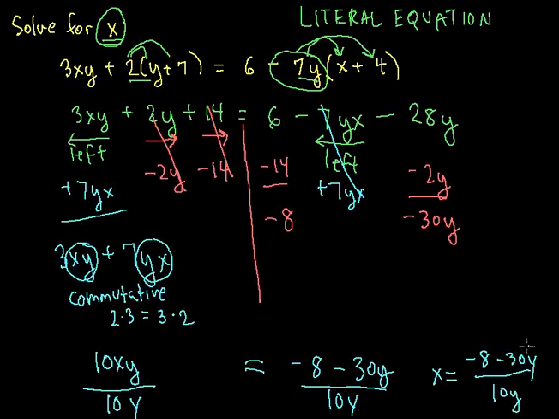Now you could try to simplify that, but I'm going to say at this point we've satisfied the initial conditions of the problem. We've got x on the left and we've got everything else, no x's included, on the right-hand side. So we have a solution. In other words, the original nasty looking equation right there can be written in the form of x equals negative 8 minus 30y over 10y. Hope this helps.